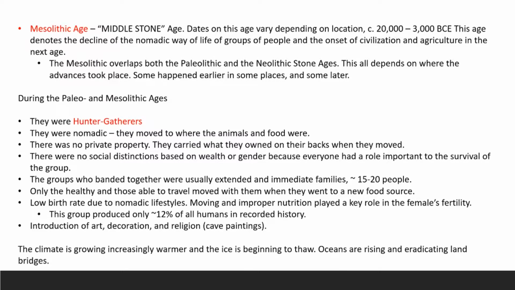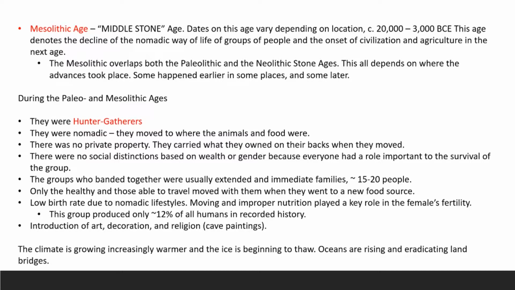The groups who banded together were usually extended or immediate families, 15 to 20 people. When they moved, only the healthy and those able to travel moved with them when they went to a new food source. It's survival. Now, I mentioned the fertility rates. There was a low birth rate due to the nomadic lifestyles. Moving, improper nutrition, these things played a key role in the female's fertility. And this group only produced 12% of all humans in recorded history.